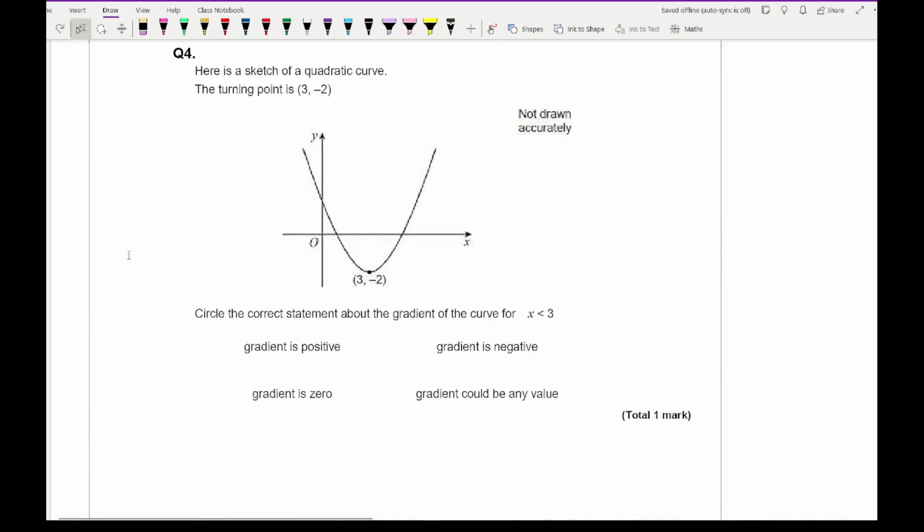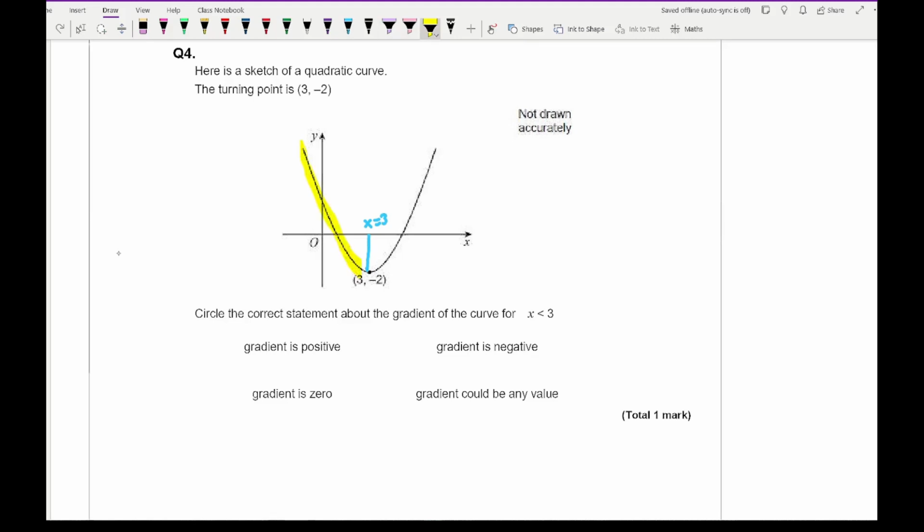Moving on to question 4, it says here is a sketch of a quadratic curve. The turning point is (3, -2). Circle the correct statement about the gradient of the curve for when x is less than 3. Now x is less than 3, well, at this point here, that's where x equals 3. So I'm looking at what's happening with the graph when it's on the left hand side of that marker.